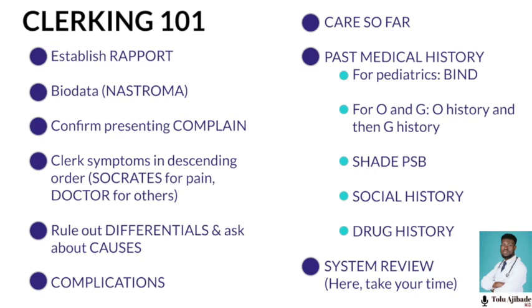Then you confirm the presenting complaints of the patient, and then you clerk for symptoms in chronological order. So you start from the symptoms that started first. If you ask, why are you here today, in the presenting complaint, and the person lists a couple of symptoms, then you need to ask the patient which of these started first. And then you clerk from that first. You ask questions based on that first. And then you say, what came next? Then you ask on that, you understand?